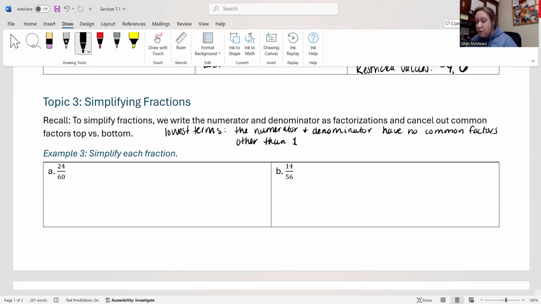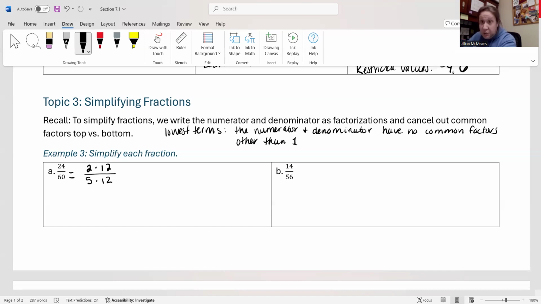So with 24 and 60, I happen to know that 24 is the same thing as 2 times 12. I happen to also know that 60 is the same thing as 5 times 12. Okay, if you don't believe me, go to a calculator. 2 times 12 is definitely 24. 5 times 12 is definitely 60. But what I notice is these two numbers, the numerator and denominator, have a common factor of 12.